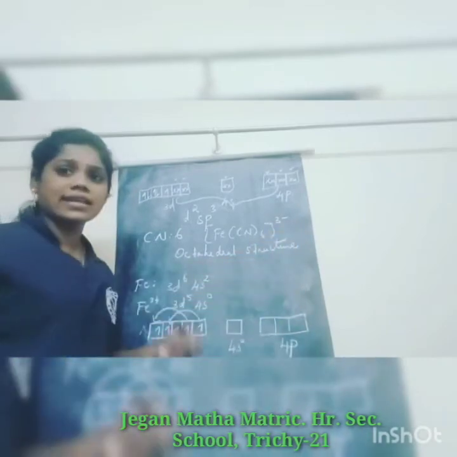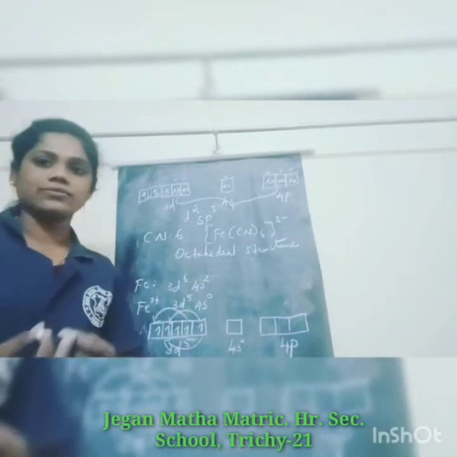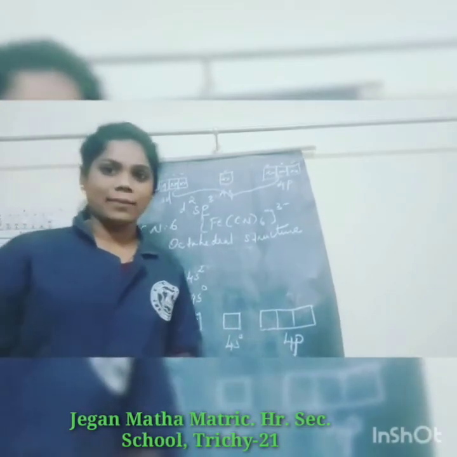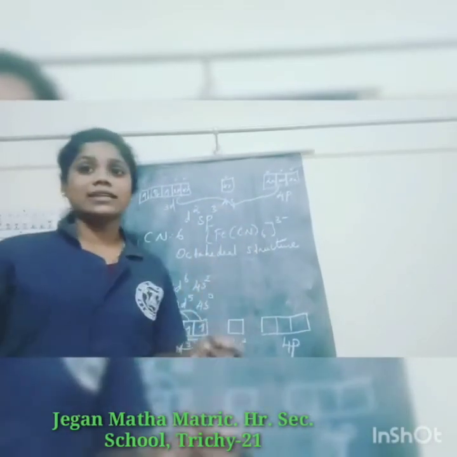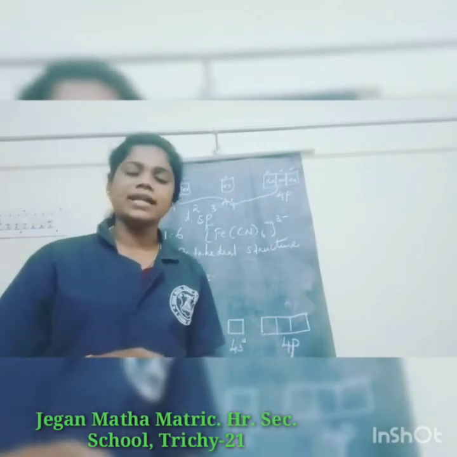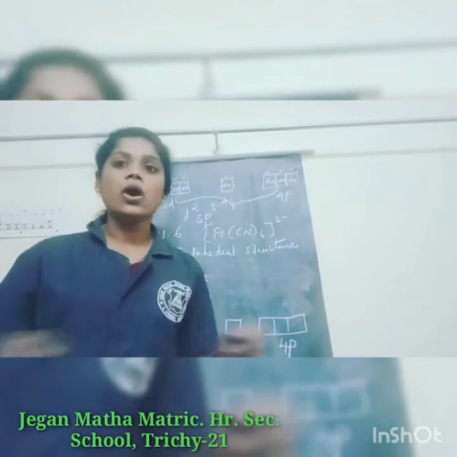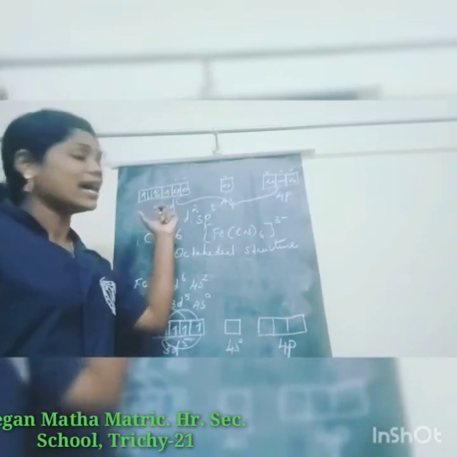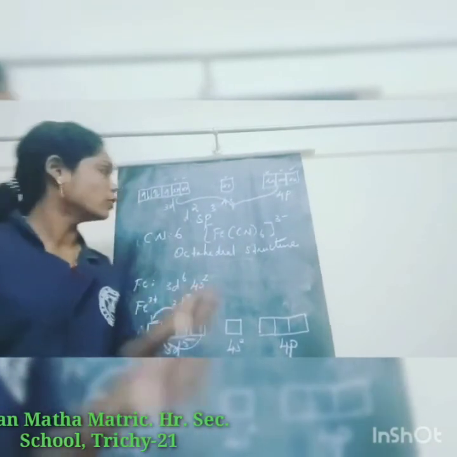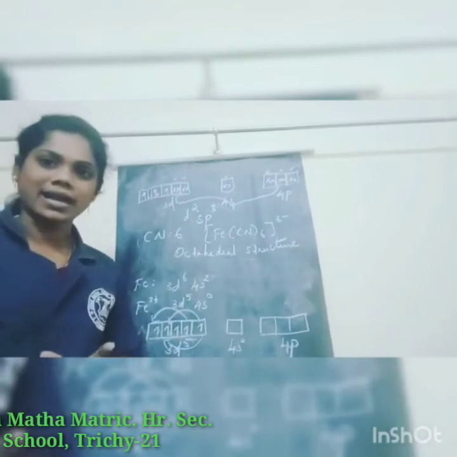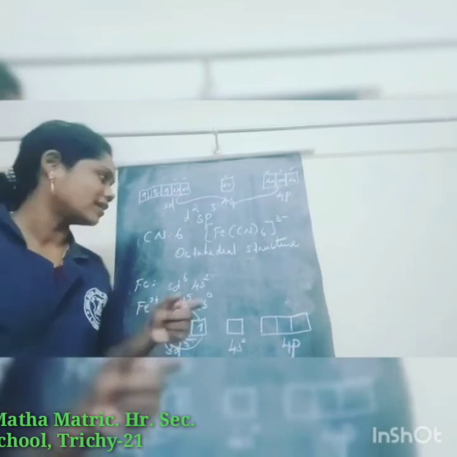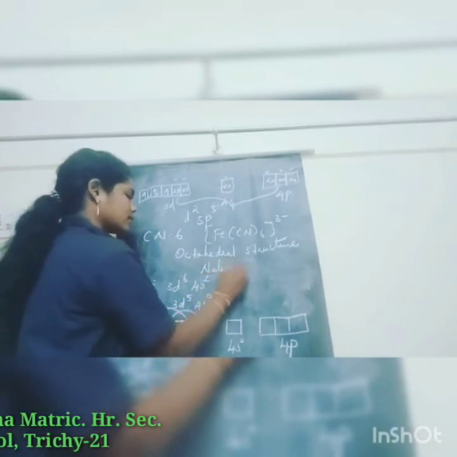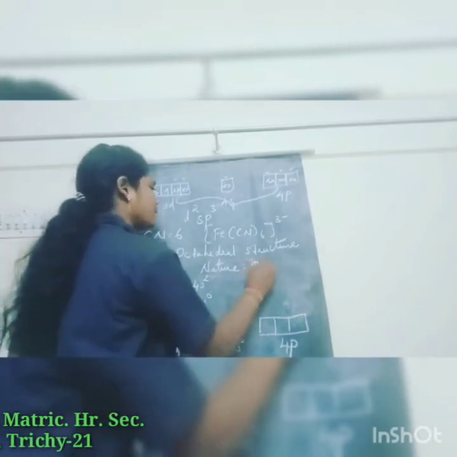Next, the nature of the complex: paramagnetic or diamagnetic. Paramagnetic means unpaired electrons are present, and no unpaired electron means diamagnetic. Here only one unpaired electron is present, so the nature of the complex is paramagnetic.